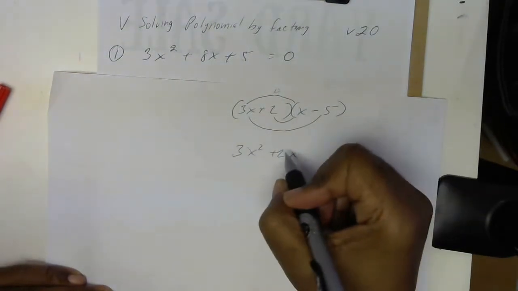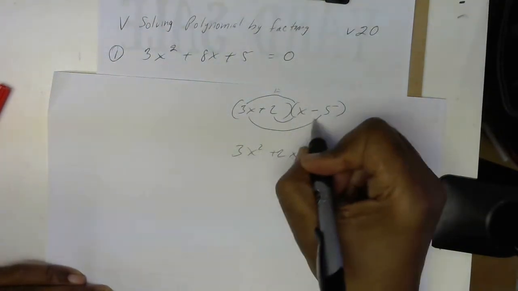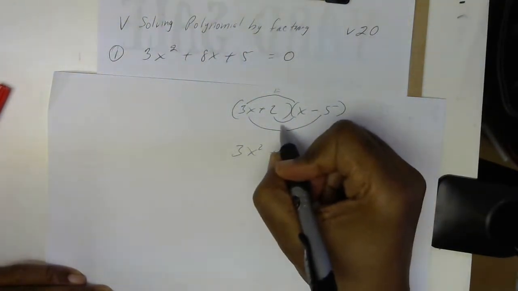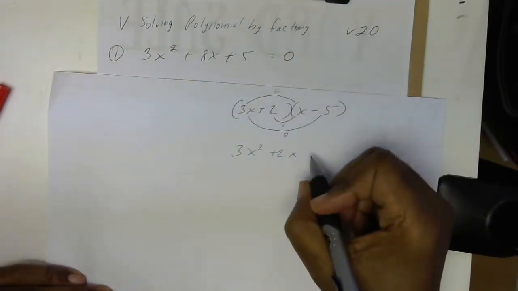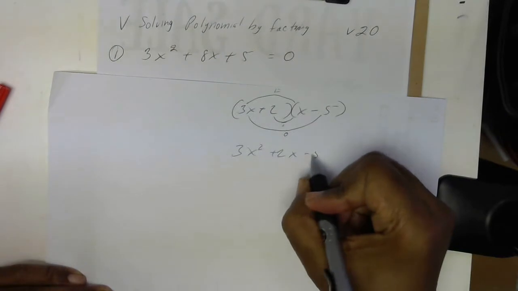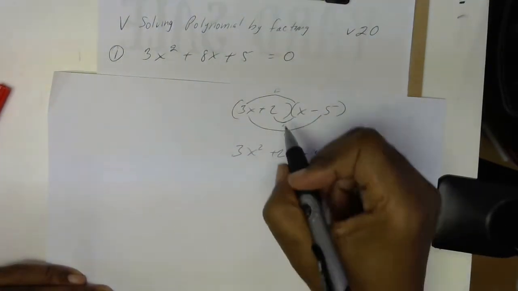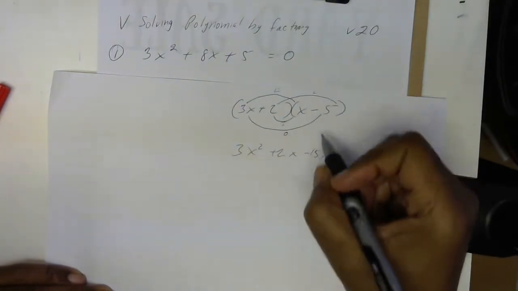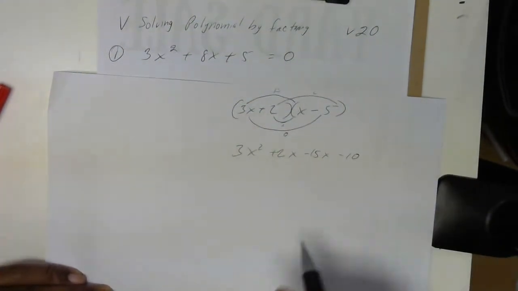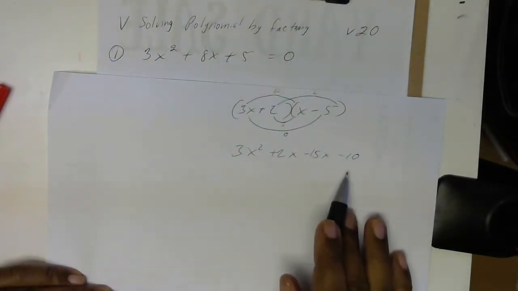And I multiply the outside ones, using the inside and the outside. Multiplying that will give me negative 15x. And then multiplying the last numbers together, which is the 2 and the negative 5, that'll give me my negative 10. So you end up with 4 pieces.